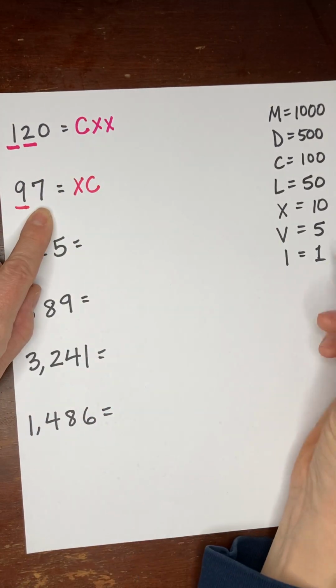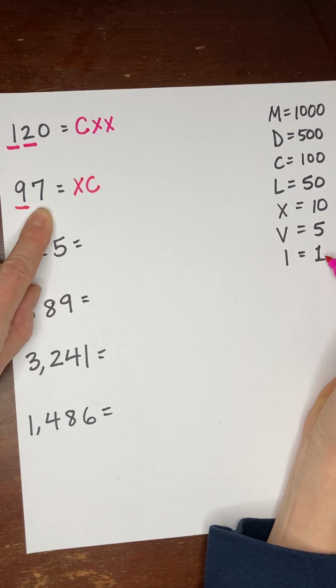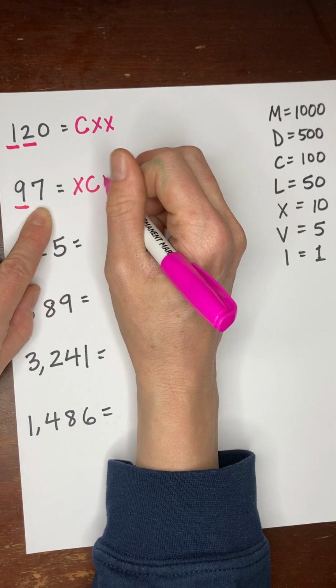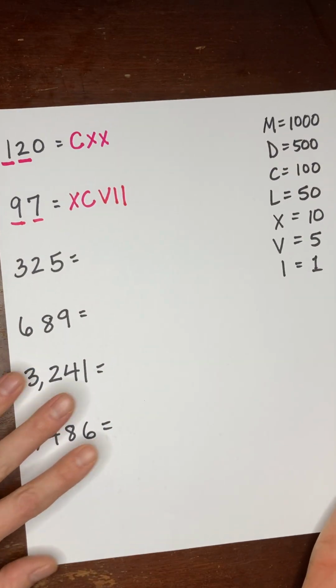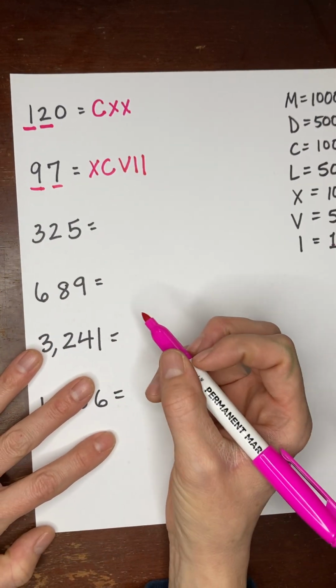Now, how do we get 7? Well, we have 5 plus 1 plus 1, right? So V, I, I, and that will give us 7. So 97. All right, how about 325?